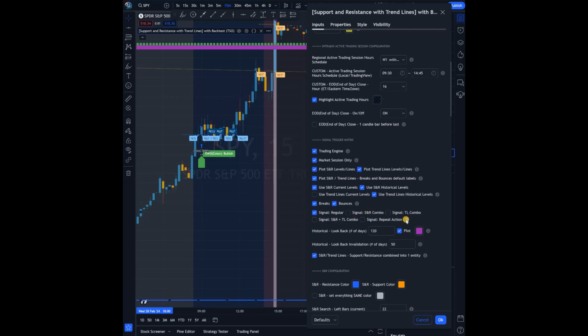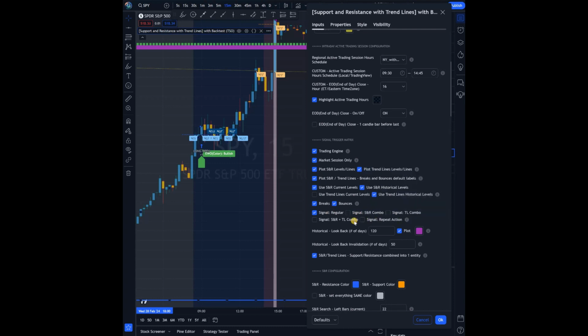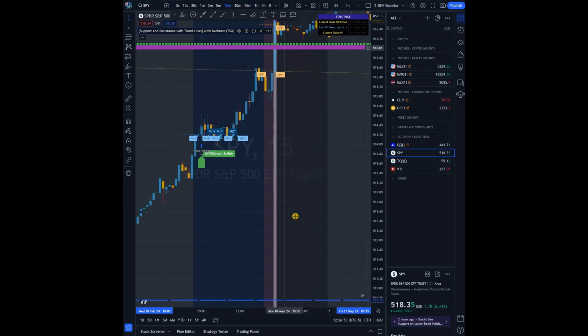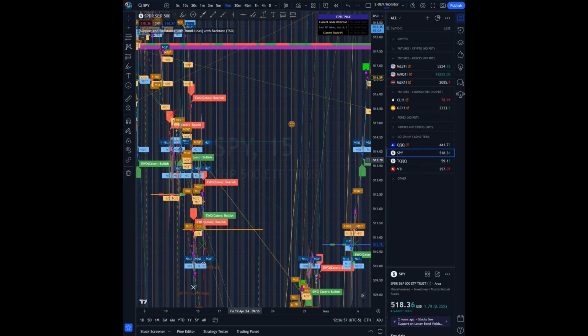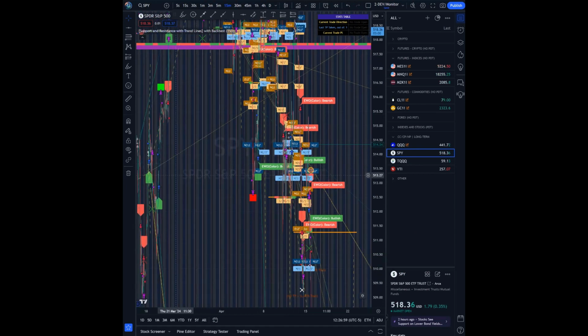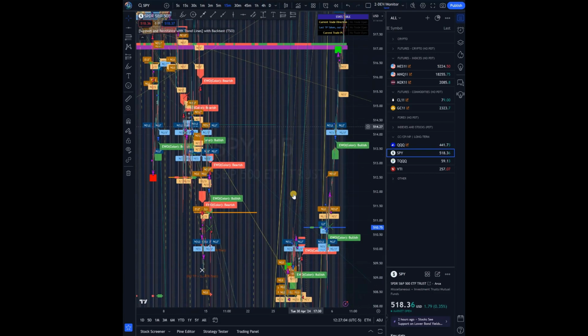They're all explained here, how each one works. And if they're all checked, whatever comes first wins the trade. So next, historical look back number of days. It's set pretty far right now, and it's this purple bar here. You can see this is basically how far the script will look back to use levels for historical breakouts.